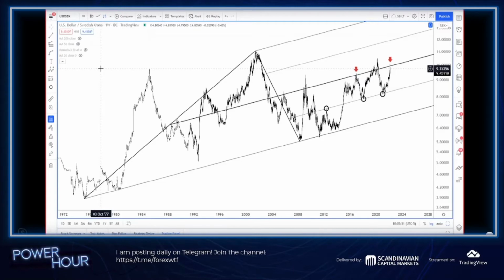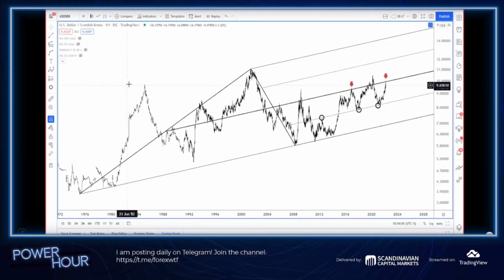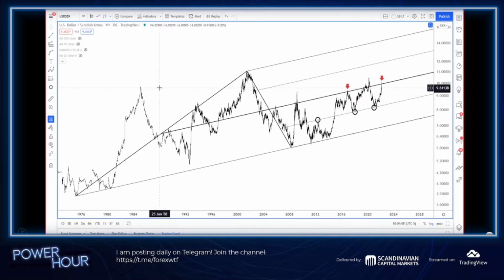Here we go, dollar Swedish krona. So yeah, I'm starting with this chart, and we looked at it last week, but I'm starting with this for a reason because it is super important. One of the posts I wrote last week, the theme was to keep an open mind.